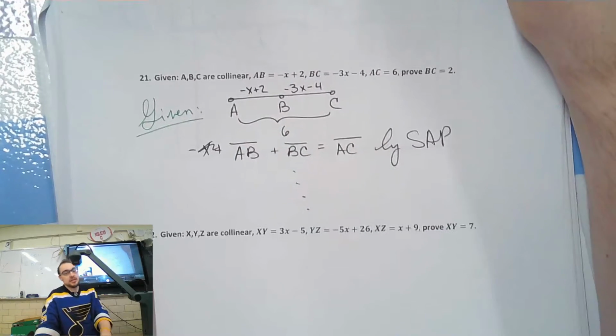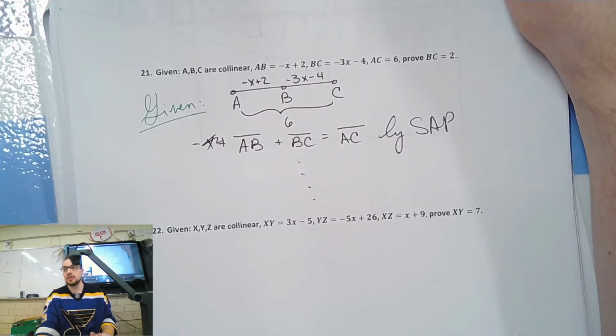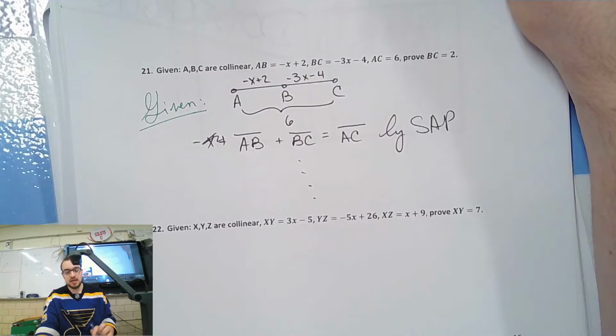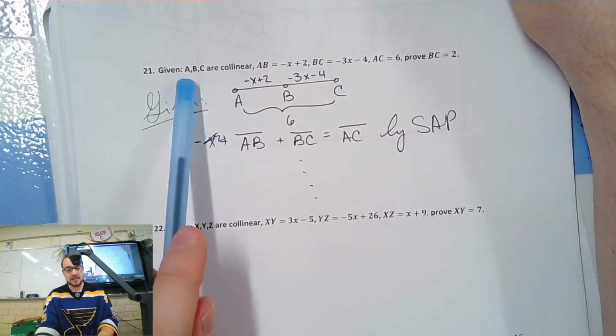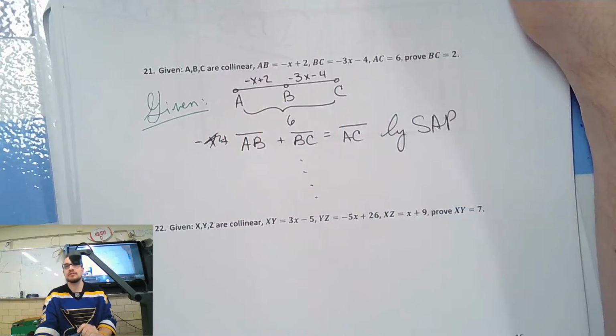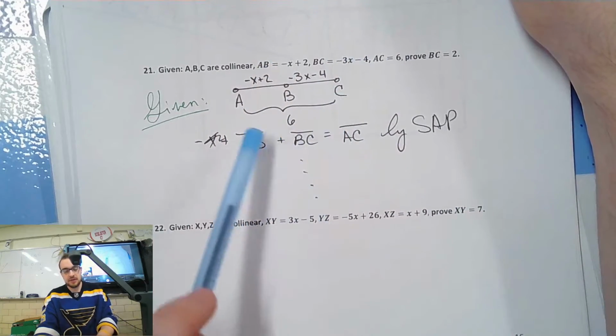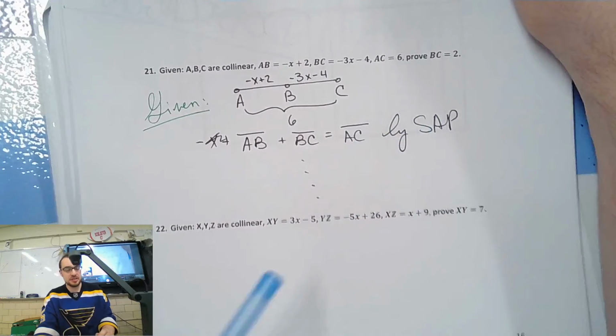21. Given A, B, and C are collinear. What does collinear mean? On the same line. Do not write A, C, B in that order because you want to be creative. It's A, B, C collinear, so you write it in that order. Then you plug the stuff in, right? The whole thing's 6, it says. We're going to prove BC is 2.